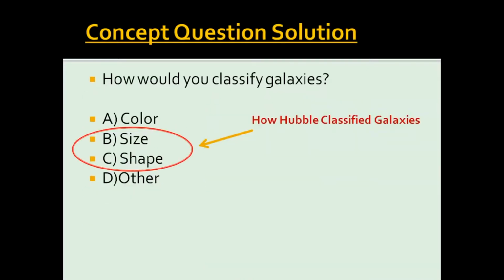Okay, so depending on what you said, the first man to really start classifying galaxies was Edwin Hubble. Now Hubble, he decided to classify galaxies based on size and shape. Now it doesn't mean if you thought color would be a good indicator, that it isn't a good indicator. Okay, but just to start off, Hubble was kind of the first astronomer to really start classifying galaxies, and he decided to classify these galaxies by their size and their shape.